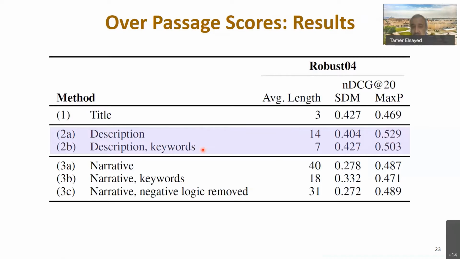So when they did this experiment, if you see here, this is the performance of the sequential dependency model, which is the traditional model. With removing the stop words, it was better. Going from 0.4 to 0.427, it's getting better. It improved when we removed the stop words. And by the way, this is the average length of the queries now. From 14, it is now 7 after removing the stop words.